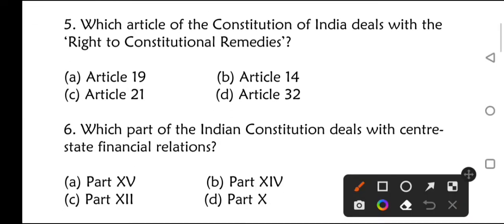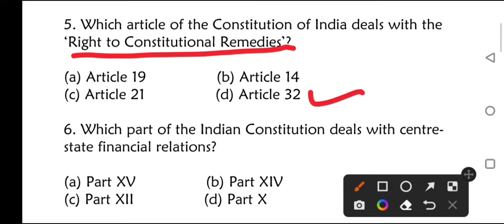Now coming to question number 5. Which article of the Constitution of India deals with the right to constitutional remedies? Right to constitutional remedies. Which article? It is in Article 32. What is Article 21? Right to life and personal liberty. Article 14, equality before law.